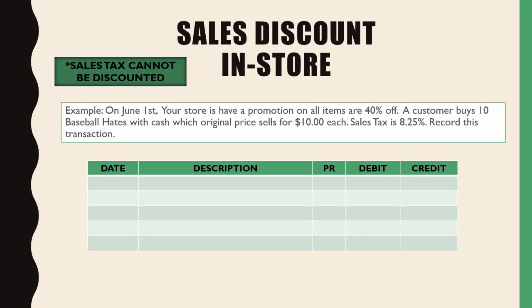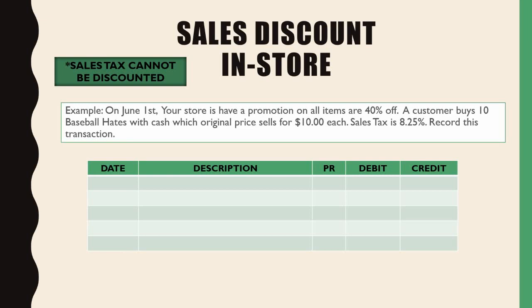So the first example here is going to be a sales discount, right? And this one's going to be an in-store sale. This example is on June 1st. Your store is having a promotion where all items are 40% off, okay? And a customer decides to buy 10 baseball hats with cash, okay? The original price is $10 each. Sales tax, once again, is 8.25%.